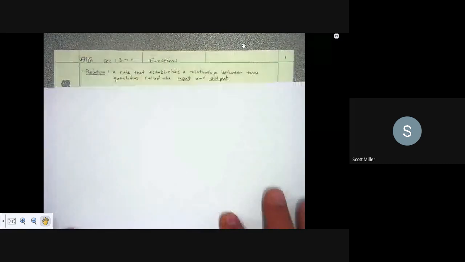A relation is simply a rule that establishes some kind of relationship between two quantities. One of the quantities we're going to call an input for right now, and the other one we'll call an output. That's what a relation is, some kind of relationship. It can be all kinds of different things. So then what is a function? What is the specific type of relation we're going to focus our attention on?